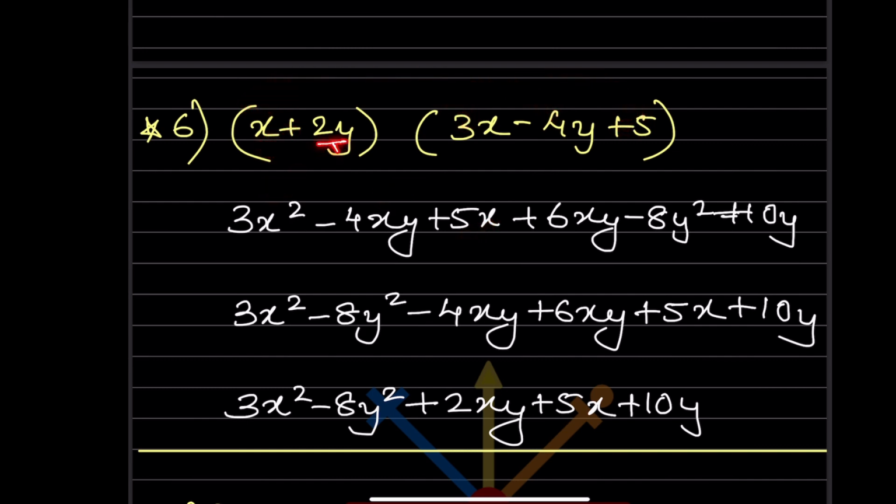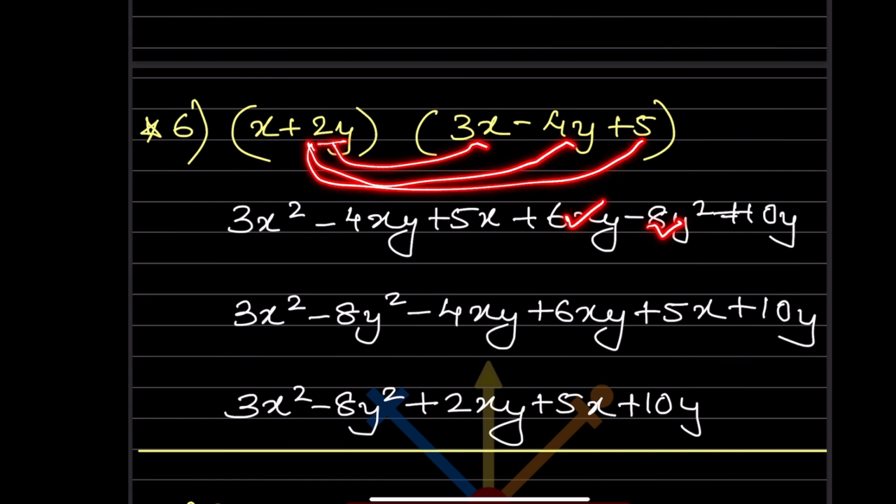Now think of this one. This is going to be 6xy. This is going to be minus, plus minus is going to be minus 8y square. And here it's going to be plus 10y. So this is plus 10y.